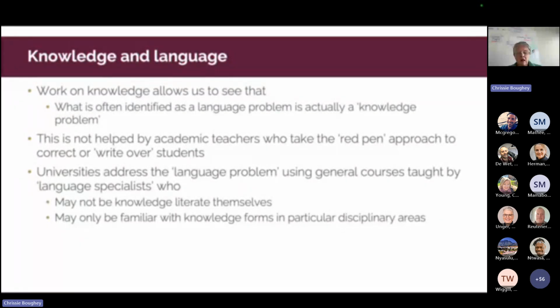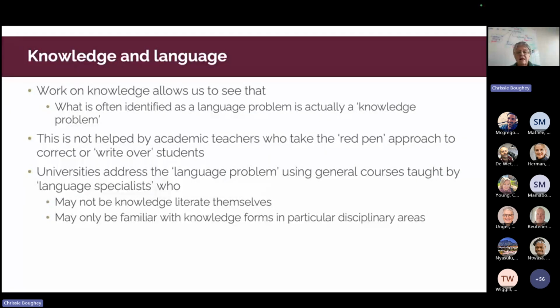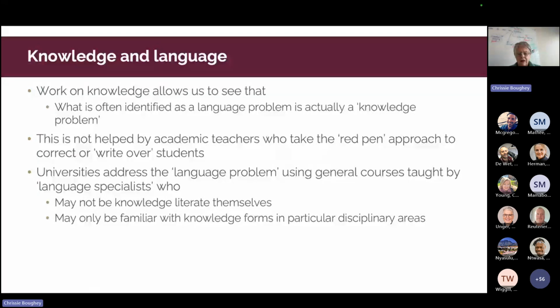And then the other thing, of course, is that if they do understand that it's the knowledge forms that are a problem, they may only understand the form from a particular disciplinary area. Yeah. So I can write well in my own discipline. I'd call it higher education studies. I can't write elsewhere. I know how to make knowledge in my area. I don't know so well how to write it elsewhere. So you've got this generalized approach.